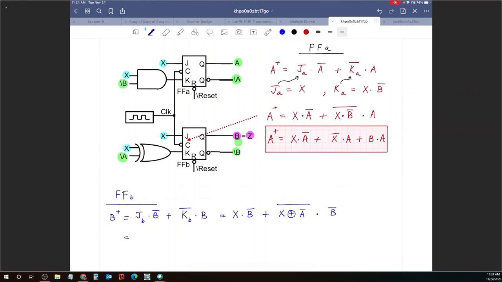That will equal X and A complement, or X complement and A, and B. Is it B complement? Oh, just B. All right. If you guys don't agree with any step, let me know and I can clarify.